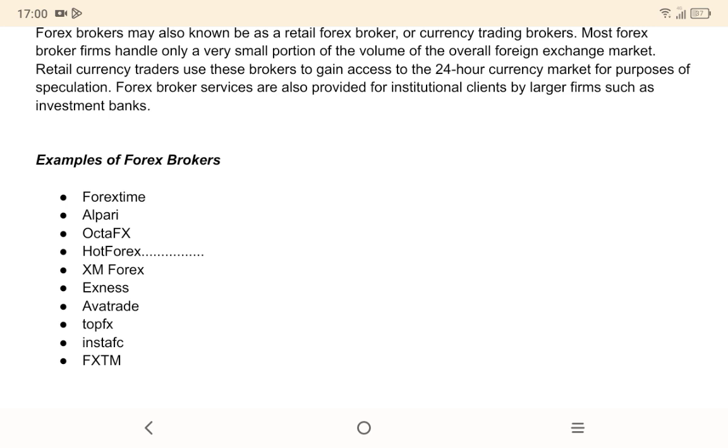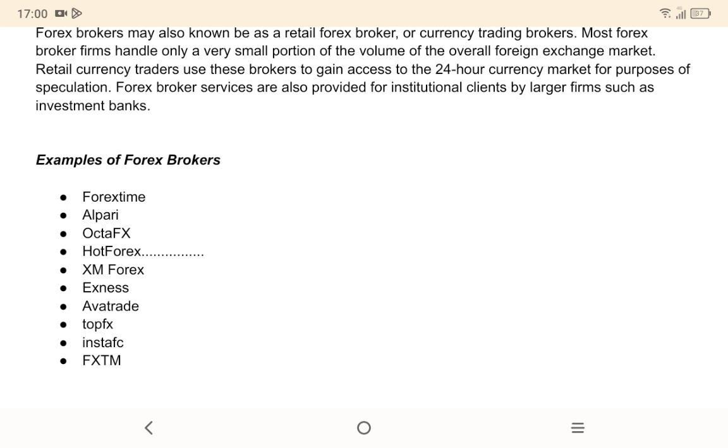But as a forex trader, there's one thing I tell people: before you choose a broker, make sure that this broker is well equipped. When I say well equipped, I mean this broker, their leverage is okay, their swap is okay, their commission is okay, their spread is okay.